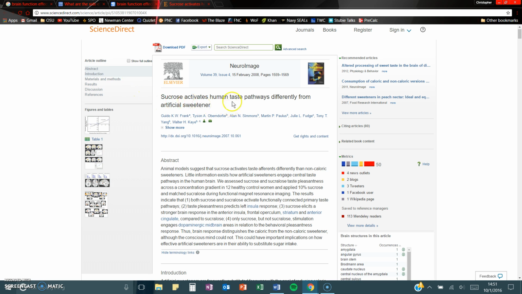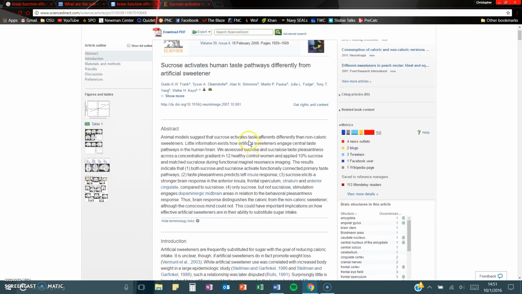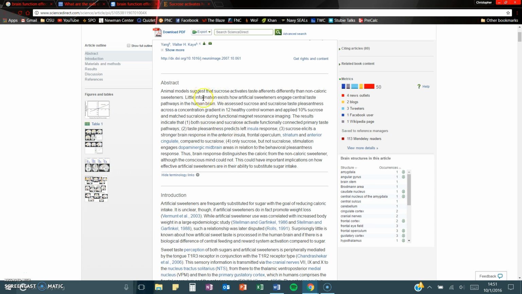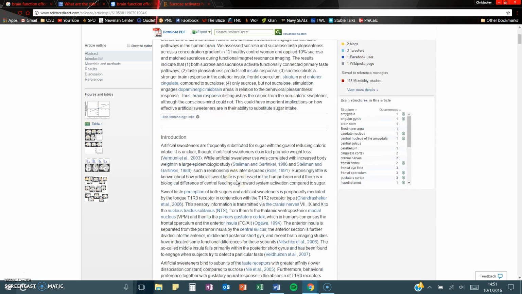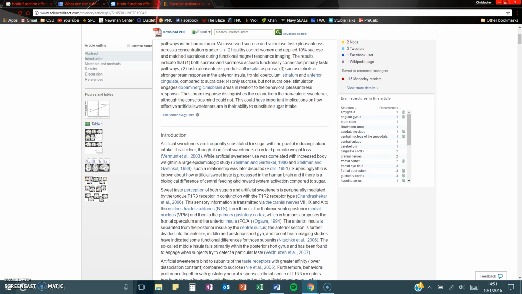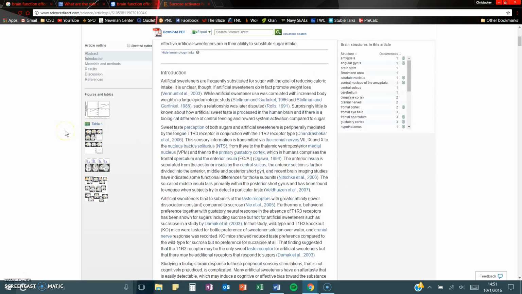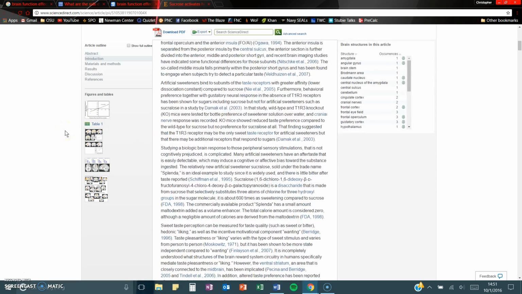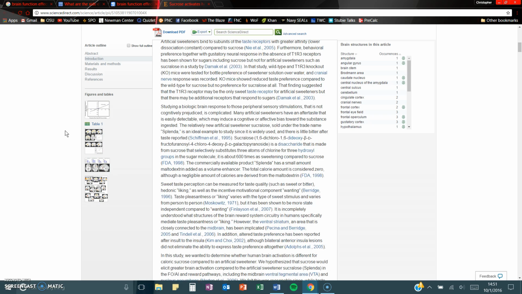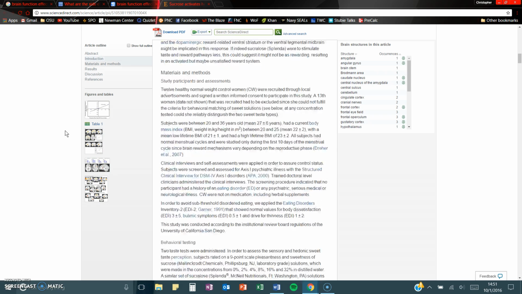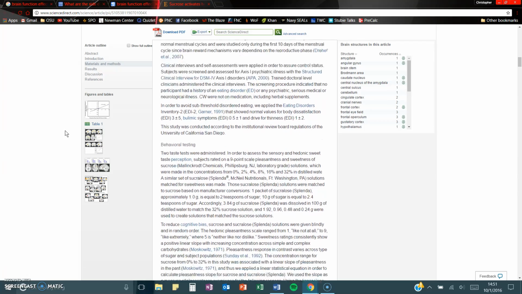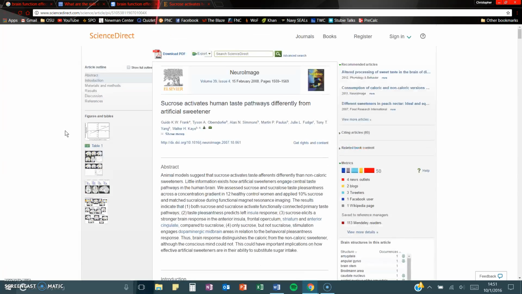it affects brain function, how the brain sees it differently. And again, we have the abstract and the introduction there. It does cite sources, and it goes into probably the most depth out of all of the sources I found on actual brain function and how that is affected by actually having aspartame or artificial sweeteners.